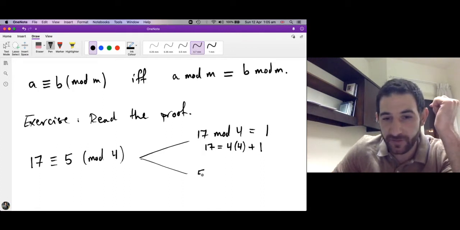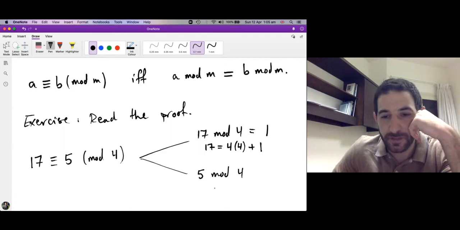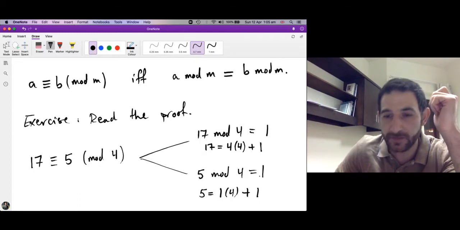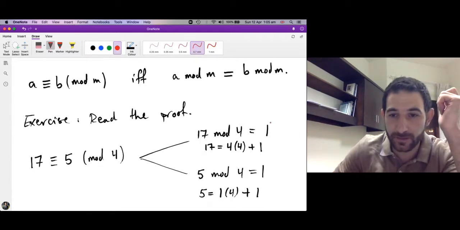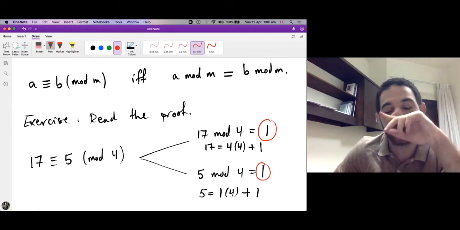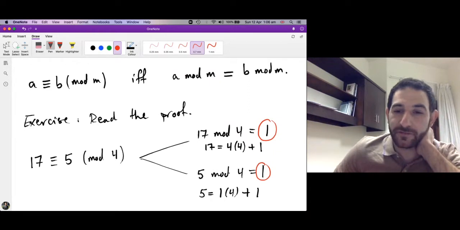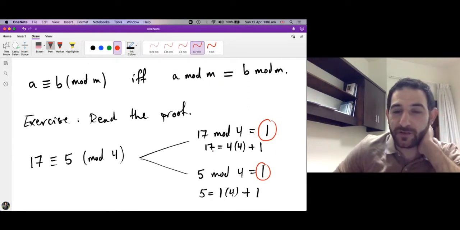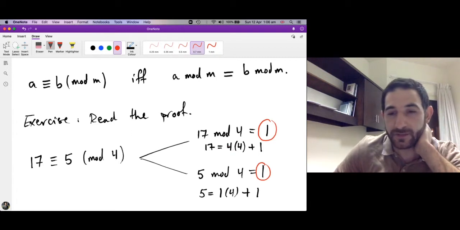And now what's 5 mod 4? Let's divide 5 by 4. We need only one step of length 4, we reach 4, and then what remains is also 1. So here the remainder is 1, and we see that the remainder of dividing 17 by 4 is the same as the remainder of dividing 5 by 4. So 17 and 5 have the same remainder after dividing by 4.